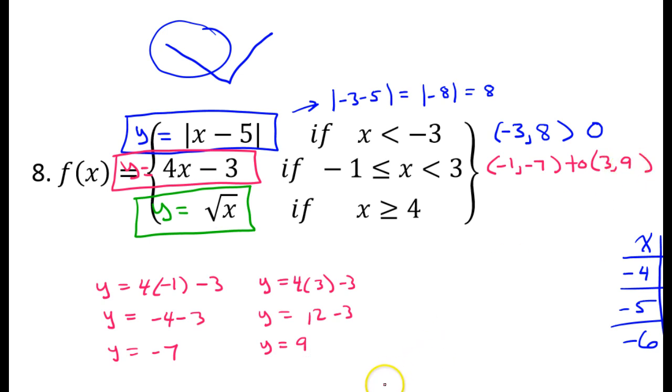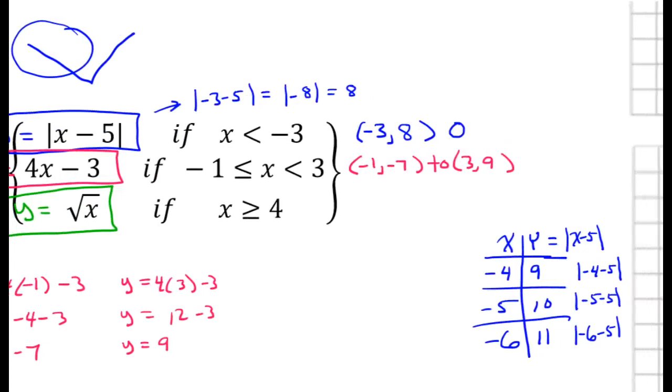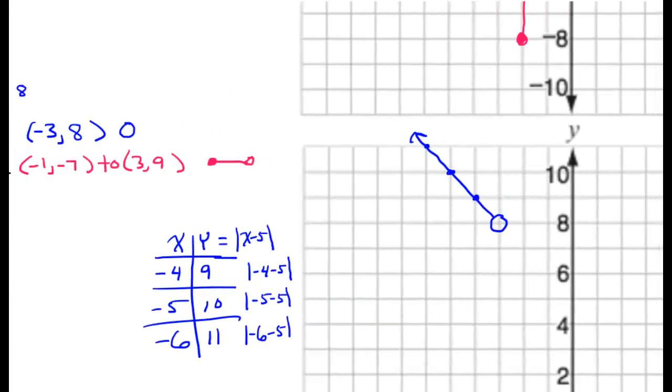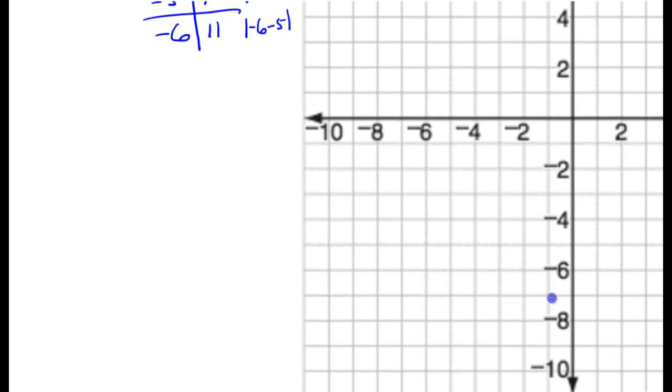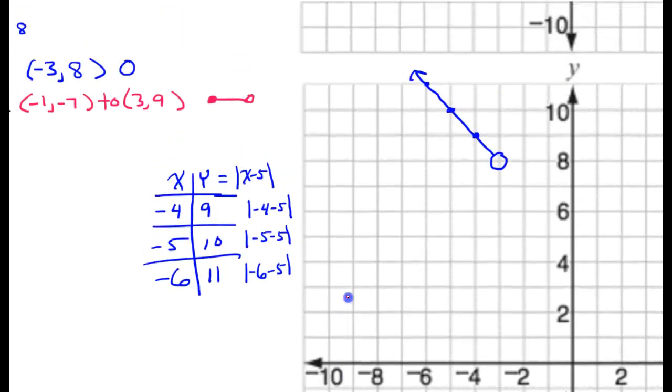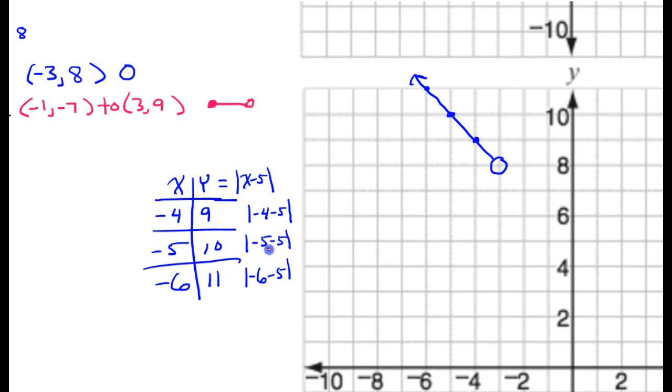These are the endpoints. Okay. The first endpoint is a closed circle because of the or equal to, and the second endpoint will be an open circle. So it'll be a closed circle and then an open circle. So let's graph that. So -1 comma -7, closed circle, and then we have 3 comma 9.